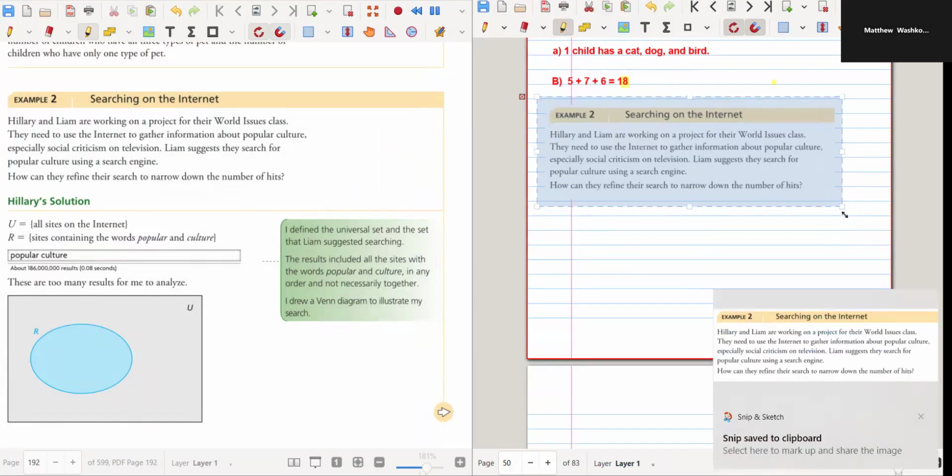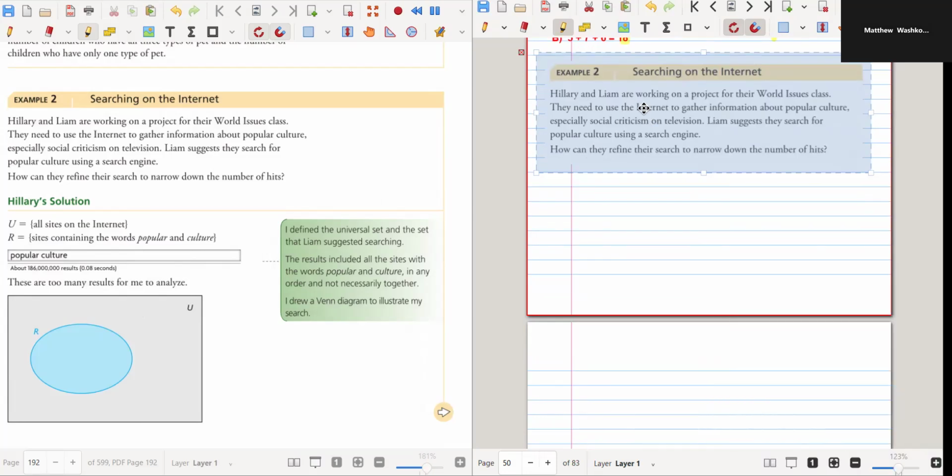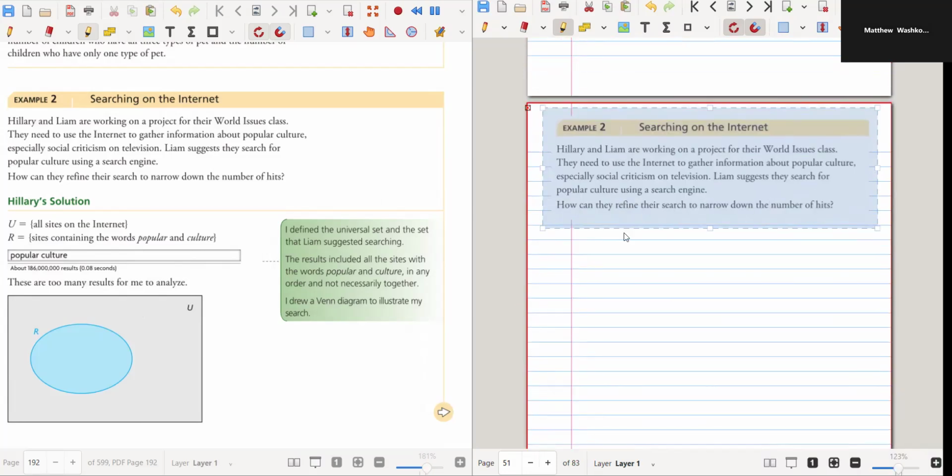So Hillary and Liam are working on a project for their world issues class. They need to use the internet to gather information about popular culture, especially a social criticism on television. Liam suggests they search for popular culture using a search engine. How can they refine their search to narrow down the number of hits?